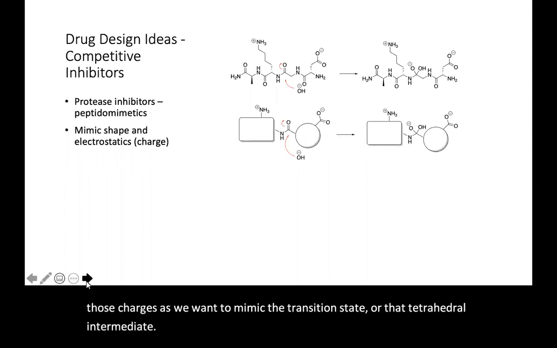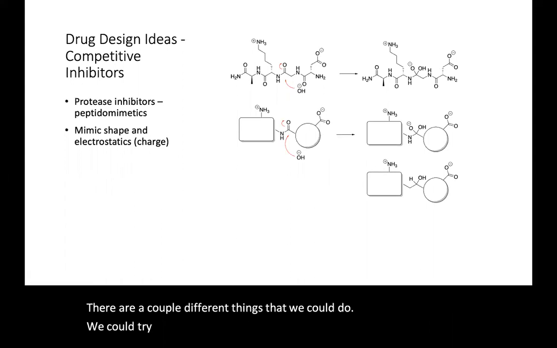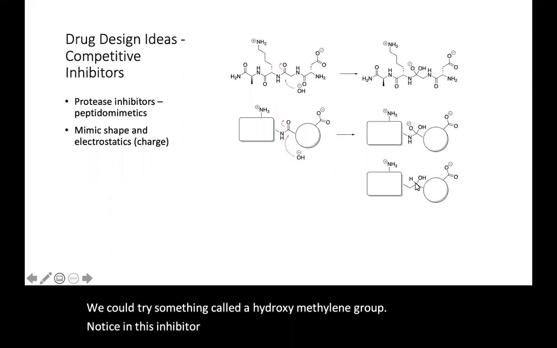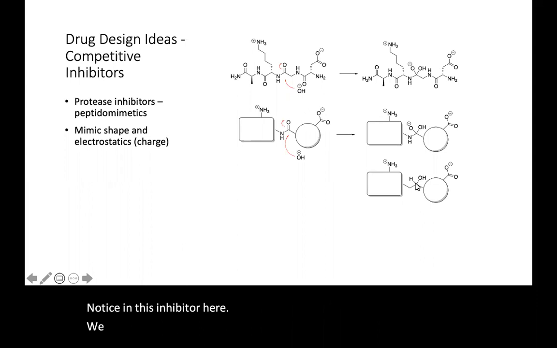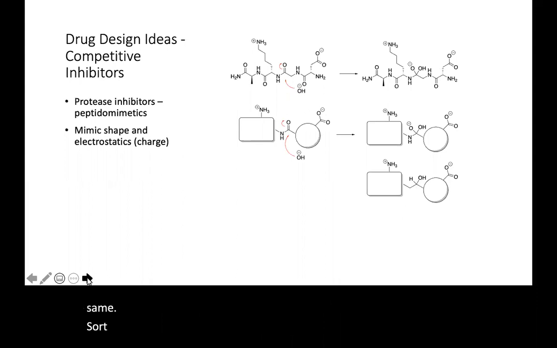There are a couple different things that we could do. We could try something called a hydroxymethylene group. Notice in this inhibitor here, we mimic the tetrahedral transition state. We also have our other groups there. We don't necessarily mimic the same sort of charge or electronics.